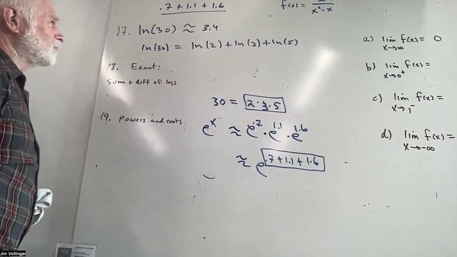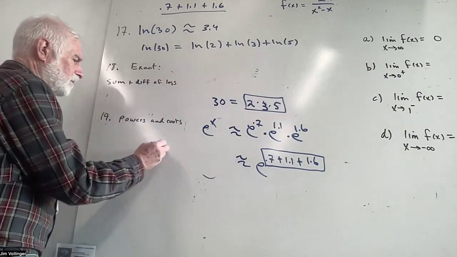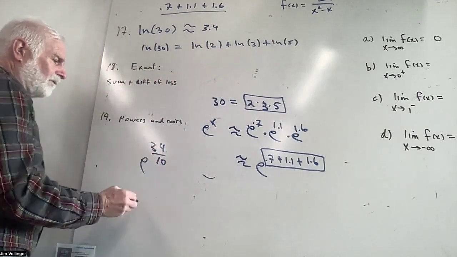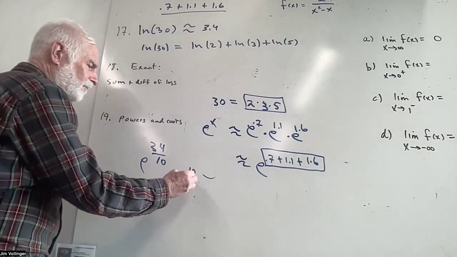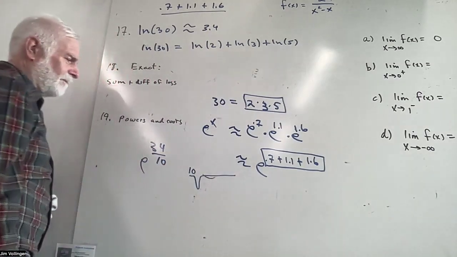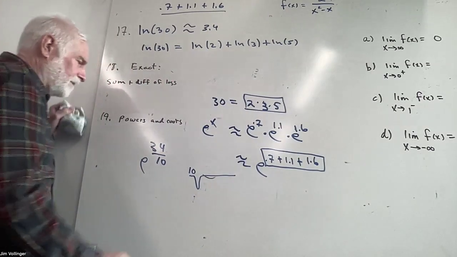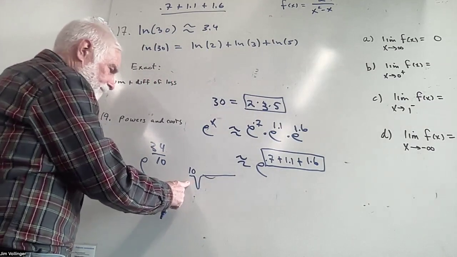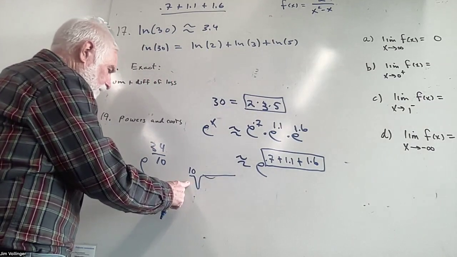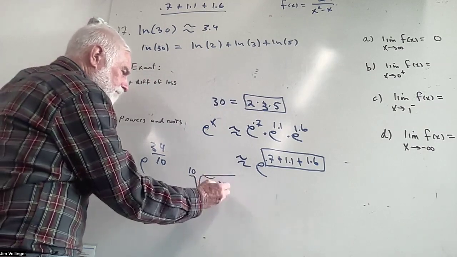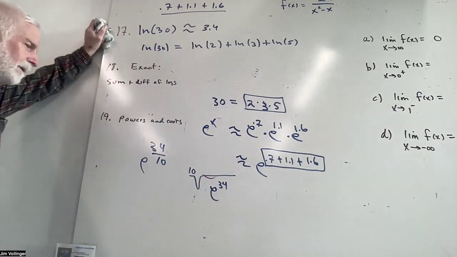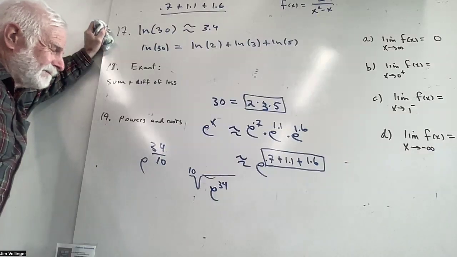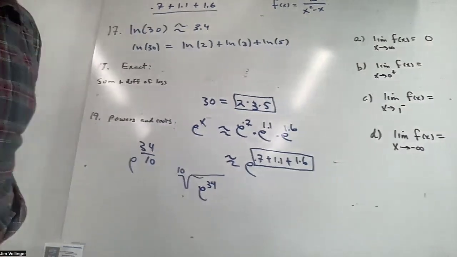So now, powers and roots. 3.4 is 34 divided by 10. If I have a number, e to the 34 over 10, I'm taking the 10th root of e to the 34. I think I made a misstatement here earlier, maybe I did, I don't know. There we go. That could have been expressed this way. Interesting. All right, hope I didn't make any misstatements there.